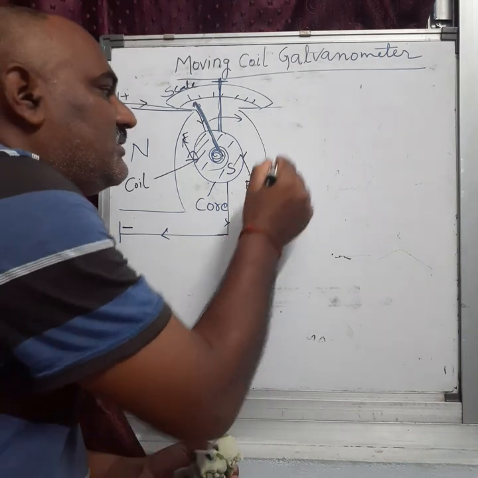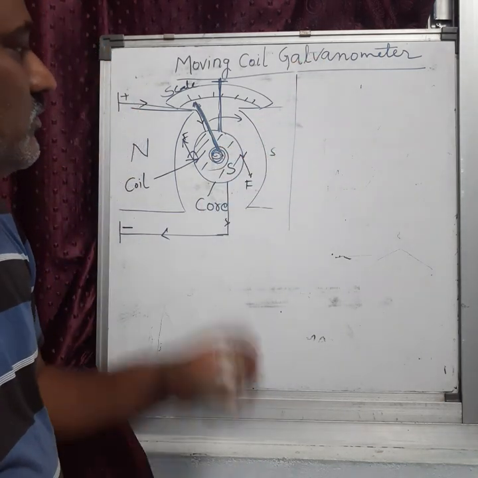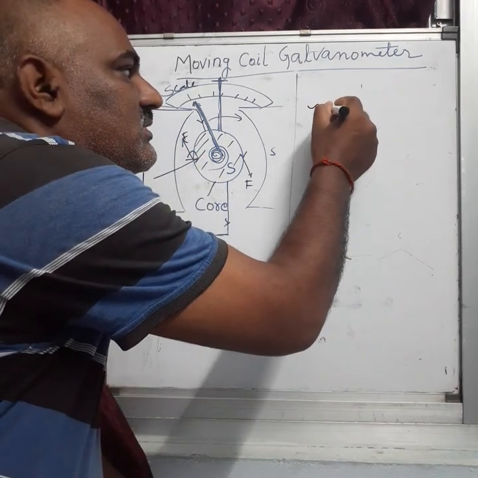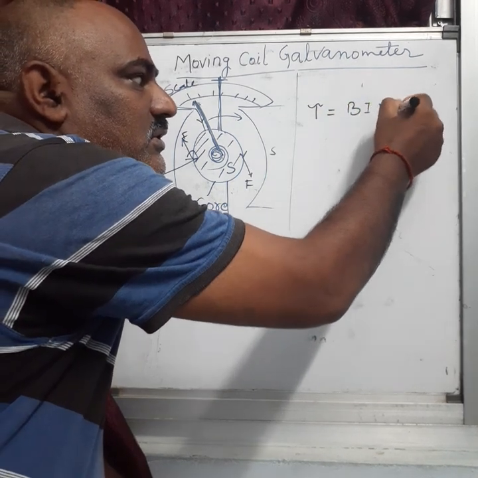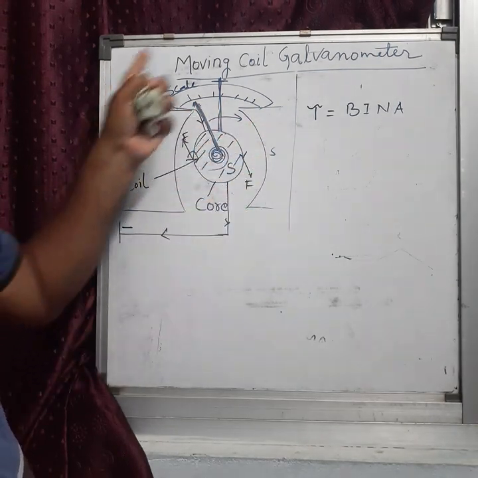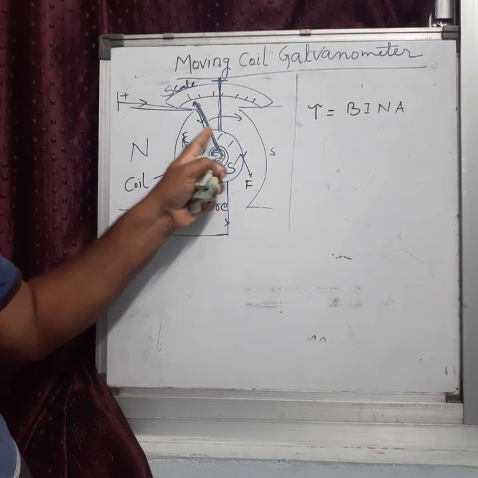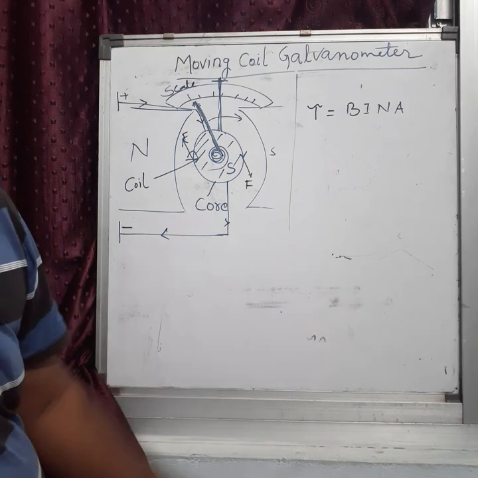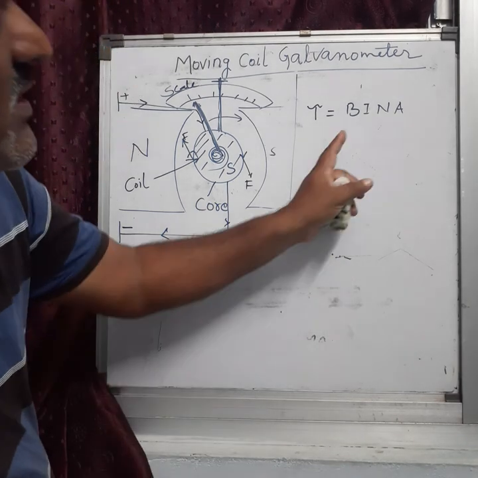See, this is a south pole. So when the current is given, the torque is produced, and this torque is called BINA. This torque is produced in the coil when we are giving current I to this coil. We read this in the previous video. This is very clear. What are the values here?